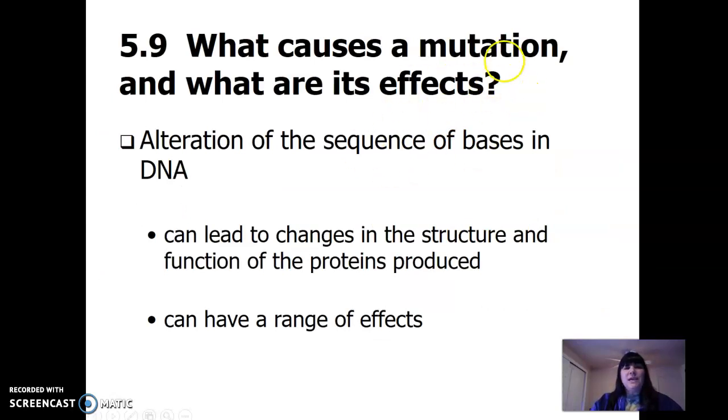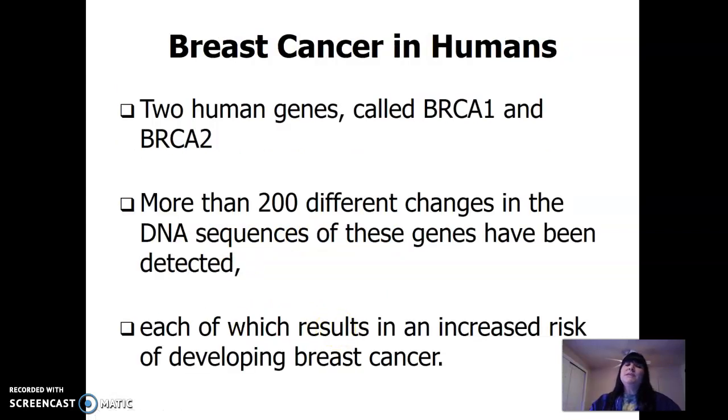So what causes mutations and what are its effects? Alteration in the sequence of bases can lead to changes in the structure and function of the proteins, and can have a range of effects. For example, breast cancer in humans. A lot of cancers have been linked to mutations. If you've heard of BRCA1, BRCA2, these are two human genes. It says more than 200 different changes in the DNA sequence can increase the development of breast cancer. So that nature-nurture thing. Some people inherit those genes, and if they inherit them, the likelihood of getting cancer is much higher, for a certain type of cancer like breast cancer.